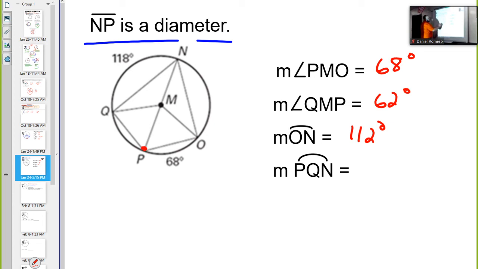And so from P to N, going through Q. That's pretty simple. How many degrees are there? Thank you. Also known as?